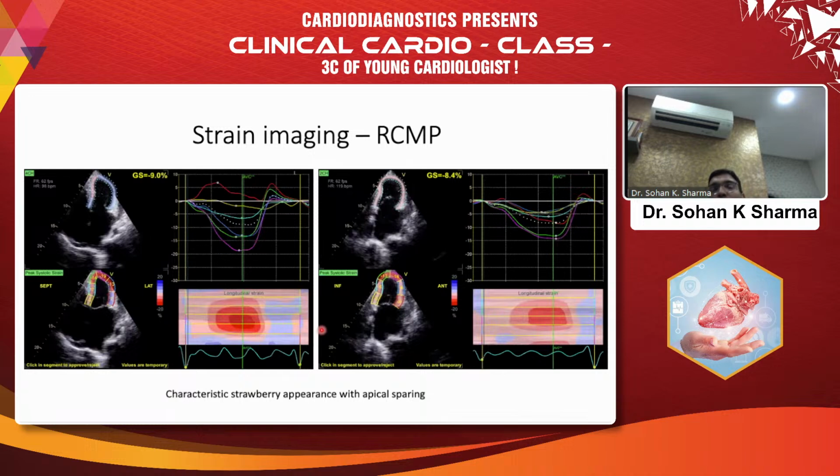This is a newer imaging modality that helps to differentiate between constrictive pericarditis and restrictive cardiomyopathy. This is particularly useful for RCMP. This is a case where there is typical apical sparing. This red part is the normal systolic contraction, while blue and lighter pink is abnormal ventricular contraction. These are the modalities available to differentiate by myocardial performance.